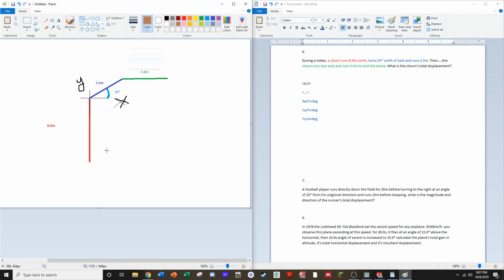So we've got our diagram set up, with this brown line right here. This is what we're trying to figure out. This right here is what we want to know, because that is your total displacement, okay?